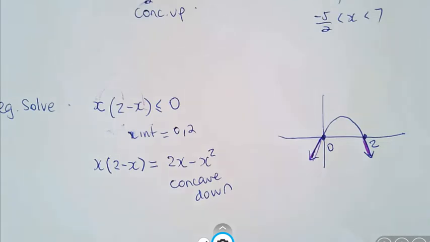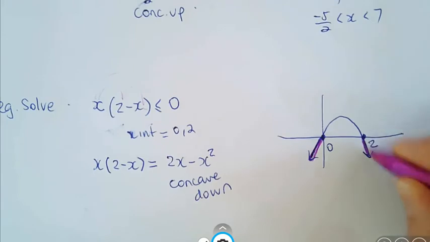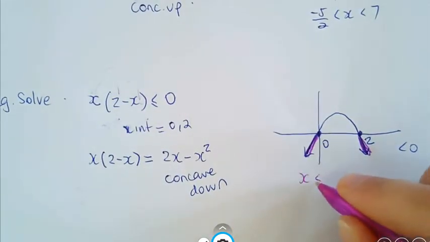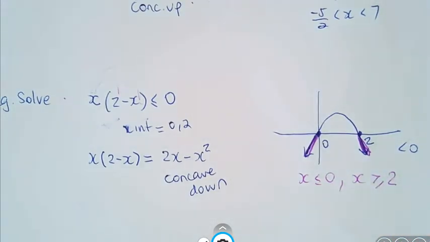Anyone? Where is this less than or equal to 0? I'm shading it. What are the x values? Less than or equal to 0. X is greater than or equal to 2. Look, if you were stuck, you know that 2 and 0 are what we call critical points.